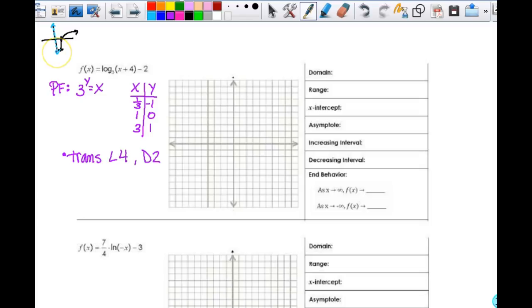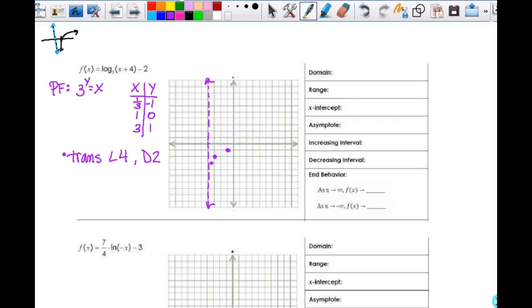So for these, my asymptote is vertical. So what changes my asymptote is the horizontal shifts. So since I go to the left 4, 1, 2, 3, 4, this is my asymptote. And then I start with these points. When x is 1/3, y is -1. And then I'm going to go to the left 4, 1, 2, 3, 4, and down 2. So I end up right there. Then when x is 1, y is 0. Go left 4, 1, 2, 3, 4, and down 2. All right, so then when x is 3, y is 1. Go to left 4 and down 2.